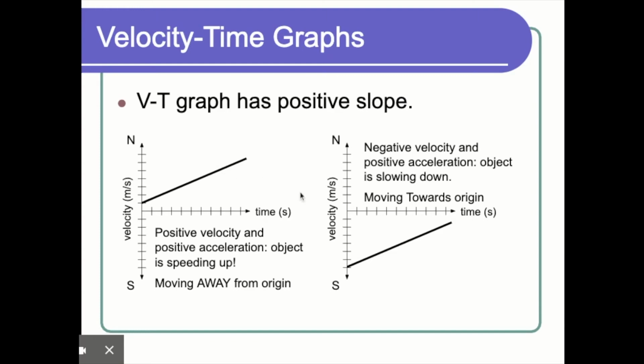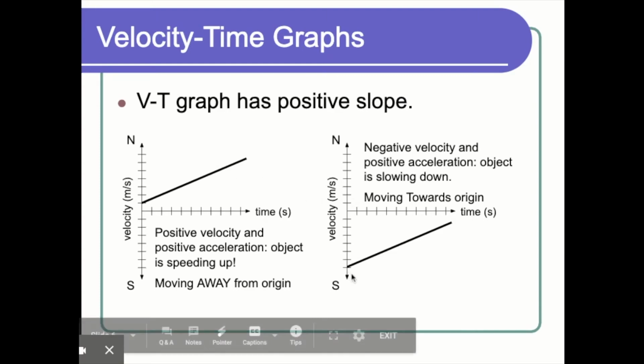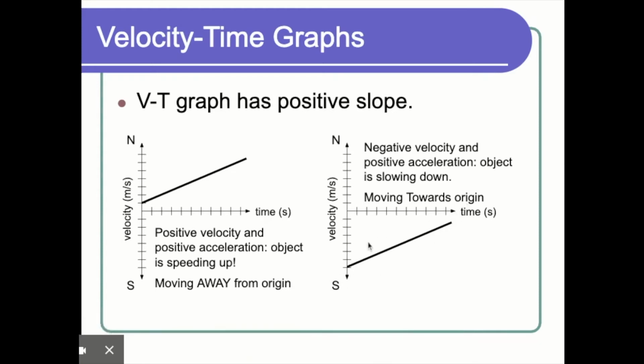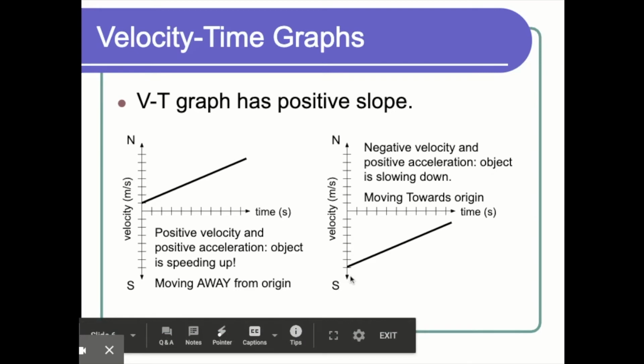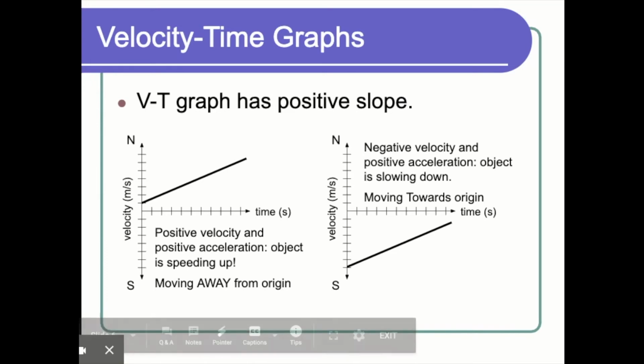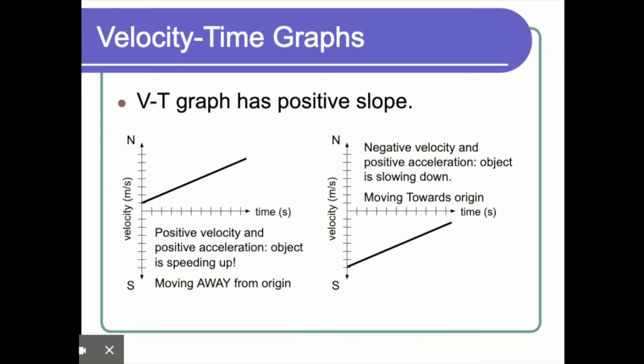On the flip side, we see here we're starting at like negative 7 meters per second and ending at negative 1 meters per second. Our velocity is getting smaller and smaller. So in this case, we're actually slowing down. Because it's negative, we're moving towards the origin, but we're moving towards the origin at a slower rate over time.